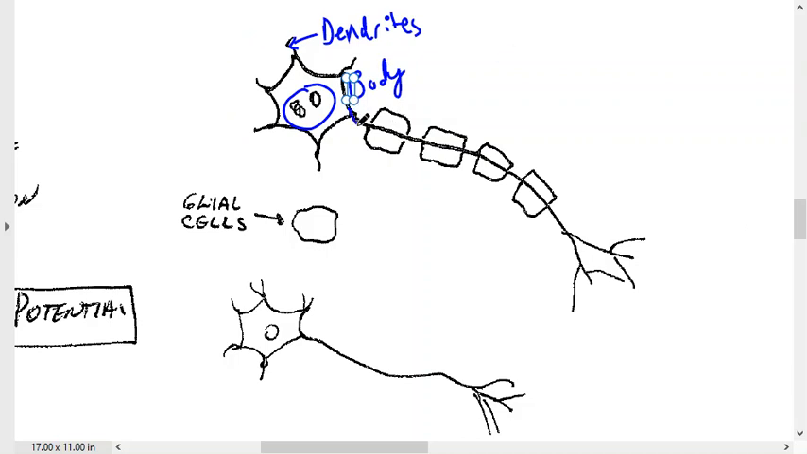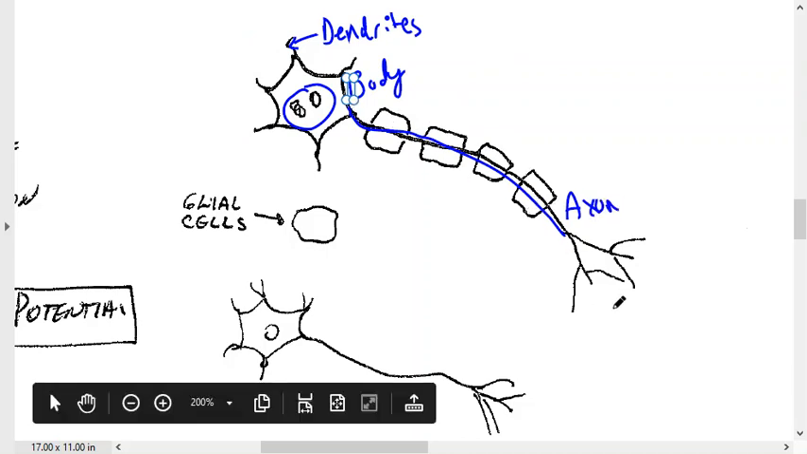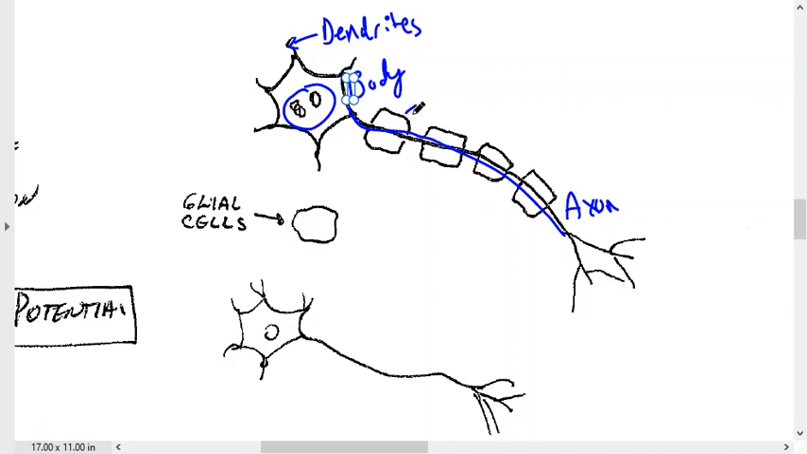And this long portion here is what's called the axon. That's what's going to send the signal down to the end of the cell. And these little boxes here are cells that help speed this electrical impulse up. It makes them go quicker. So these are called Schwann cells.